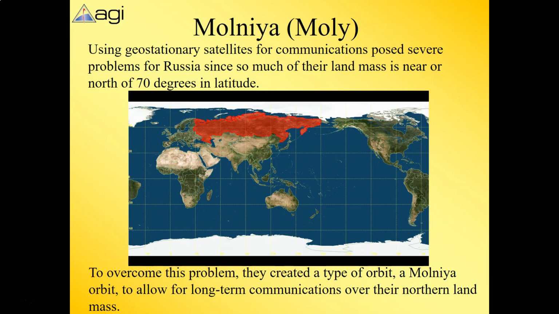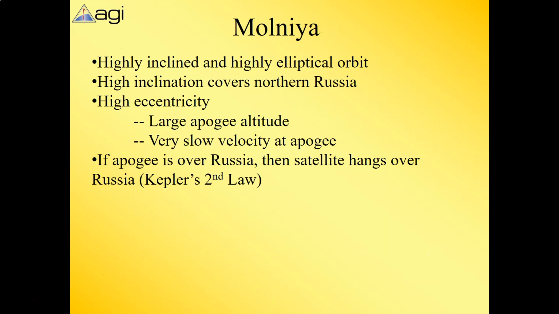Remember before when we talked about a Molniya? And we talked about how it had this different kind of orbit from everything else so that it could see Russia for a long period of time? Well, think about it now. Highly inclined and highly elliptical. That high inclination allows it to cover over Russia.